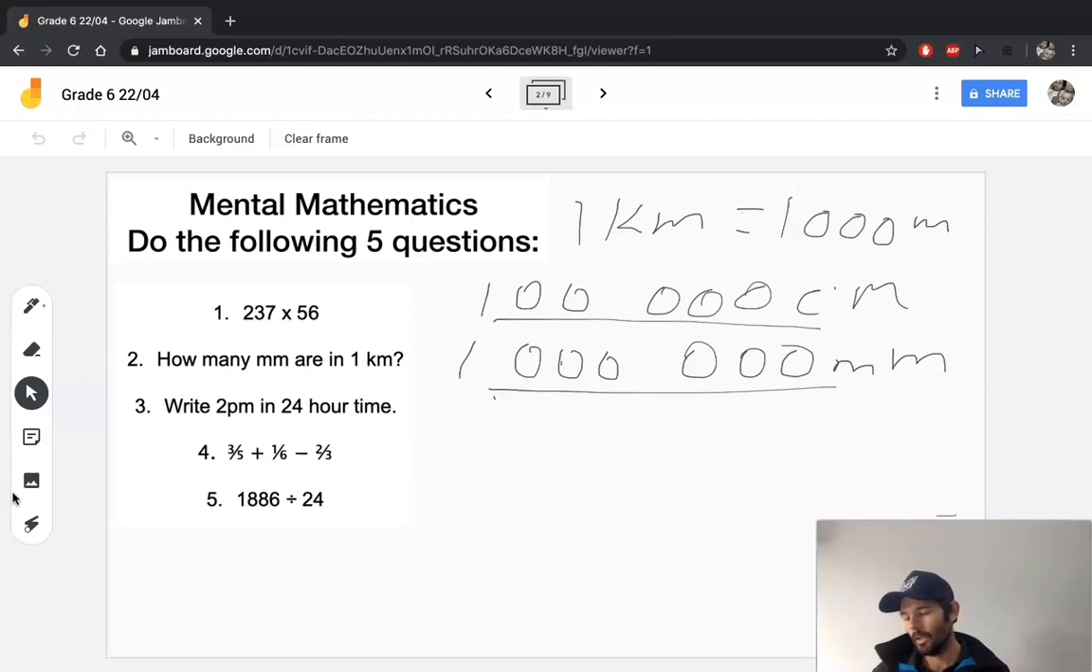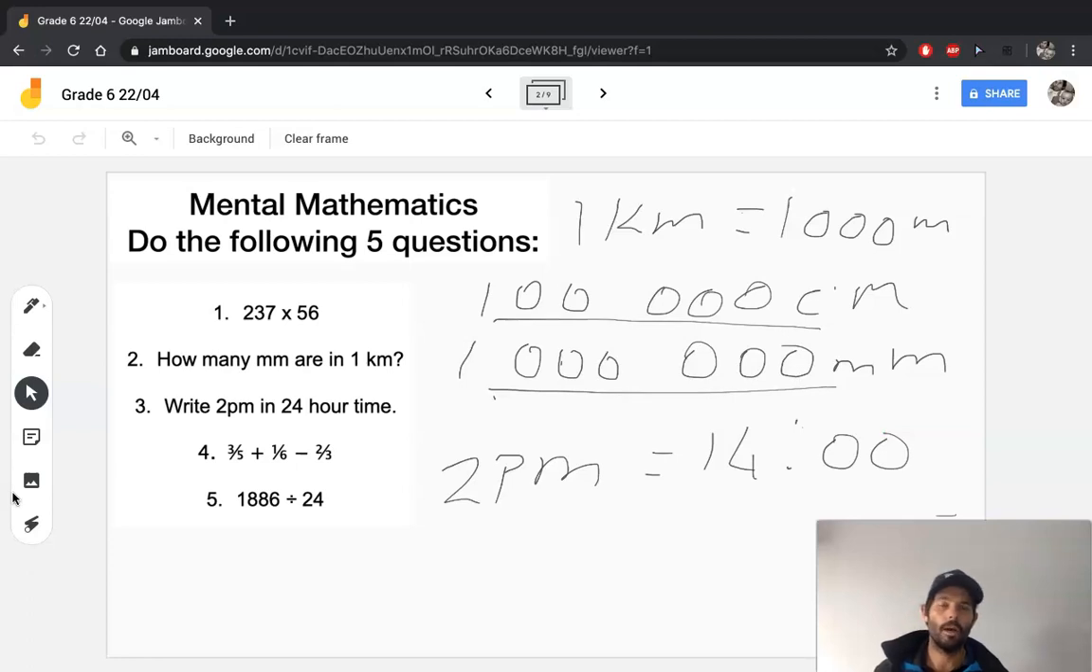Okay. Then 2 p.m. in 24-hour time is 1,400. And remember, to get from 2 p.m. to the 24-hour time, I'm just adding 12. So it's the same for 3 p.m. is 1,500. So 3 plus 12 is 15, or 4 p.m. is 1,600. 4 plus 12 is 16.